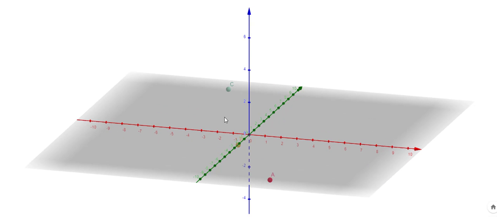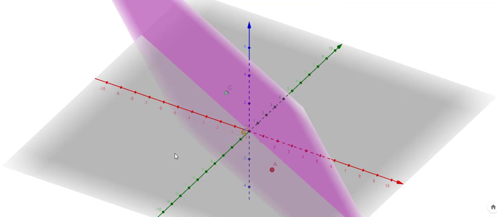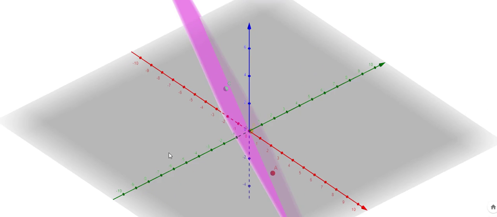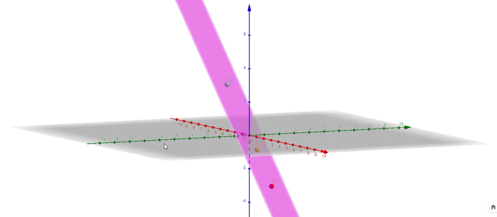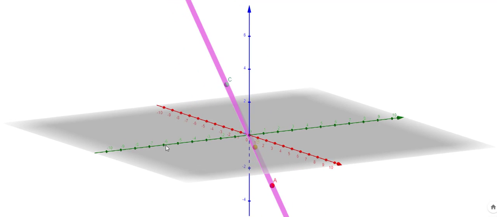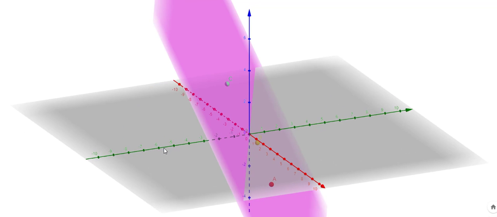Now we have seen that the vectors follow a pattern, x plus 2y plus z equals 0, and this represents a plane. If we draw this plane, it looks like this, and here we can see that these three vectors lie in the same plane. This means that if three vectors are linearly dependent, then surely they will lie in a plane.